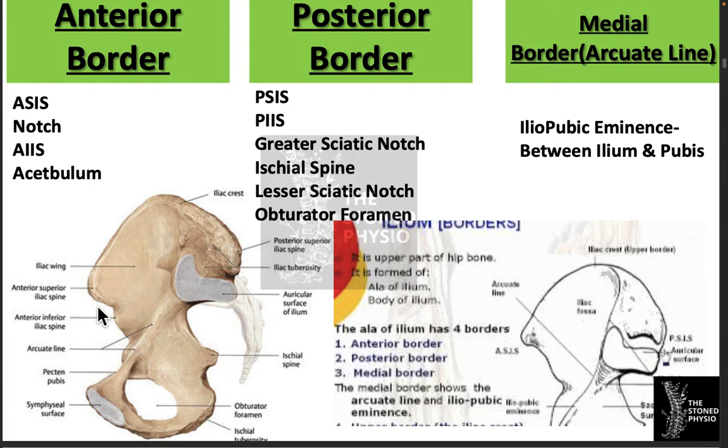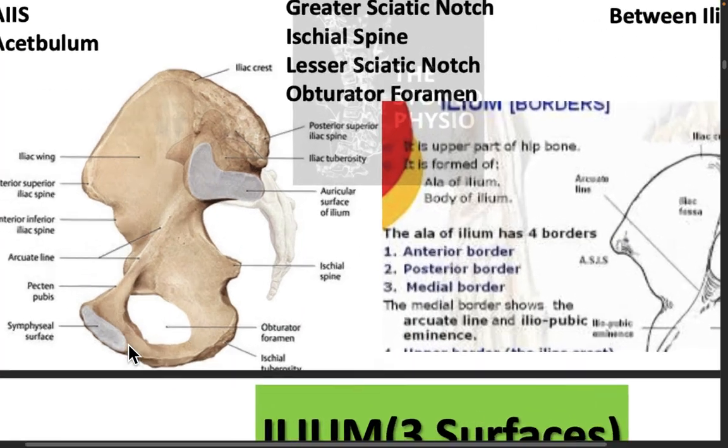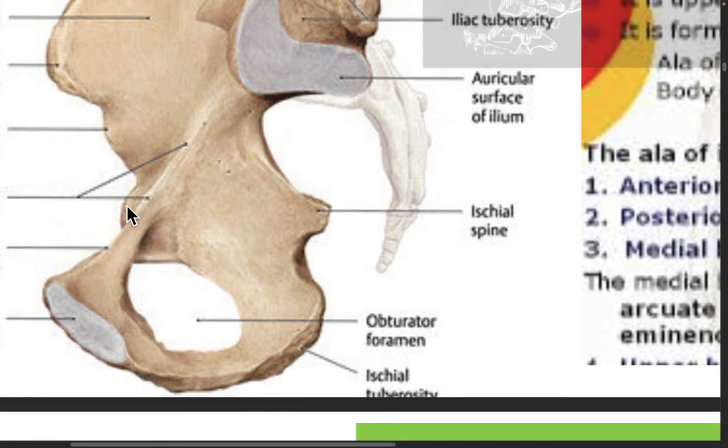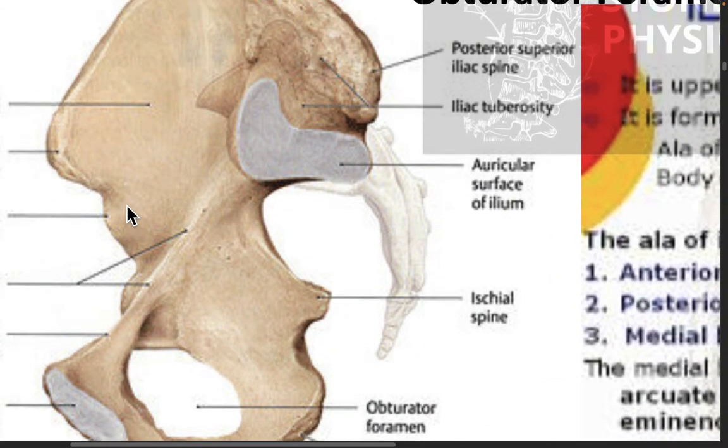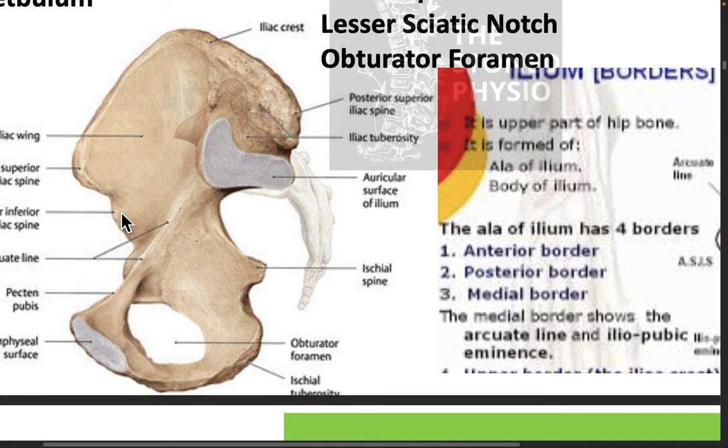On the anterior border, of course the first thing we are supposed to talk about is the ASIS. So this is the ASIS. Then we can see a small notch here. Then we can see the AIIS, that is the anterior inferior iliac spine. And then we have the acetabulum. I hope everyone can have a look at the acetabulum. Of course it is not visible that properly because right now we are looking at the medial aspect of the innominate bone or of the ilium.